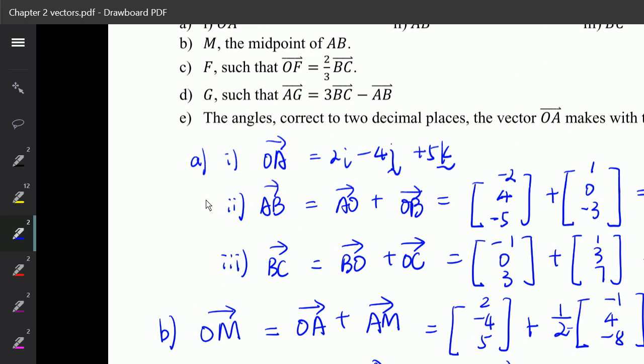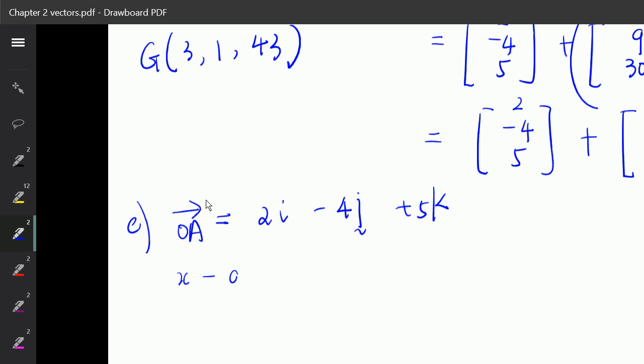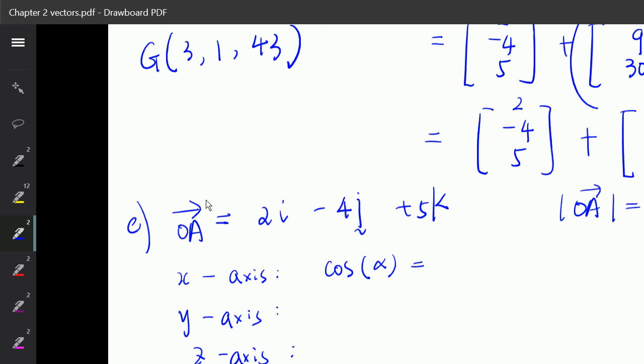And the last one is about the angles for vector OA. OA equals 2i minus 4j plus 5k. We talk about the three angles made with the x-axis, y-axis, and z-axis. So cosine alpha equals, we need to work out the length of OA as well. OA equals square root of 4 plus 16 plus 25, which is square root 45, 3 root 5.